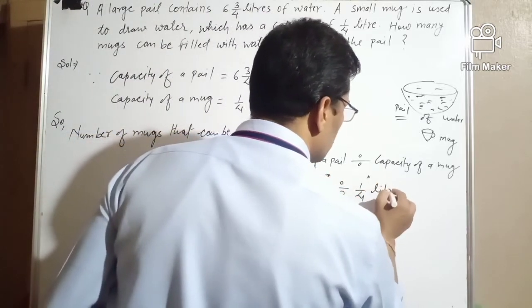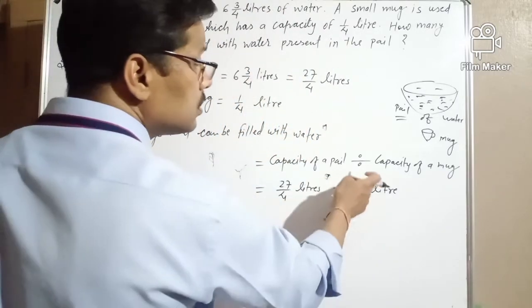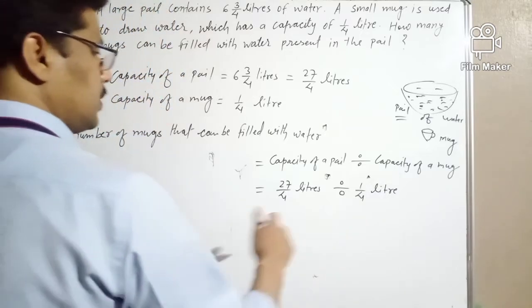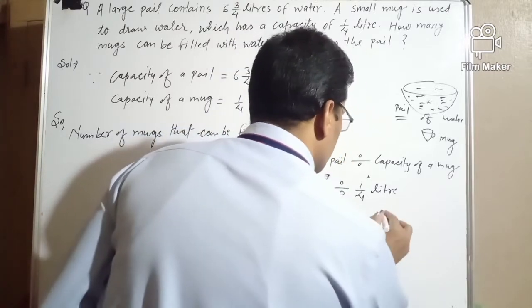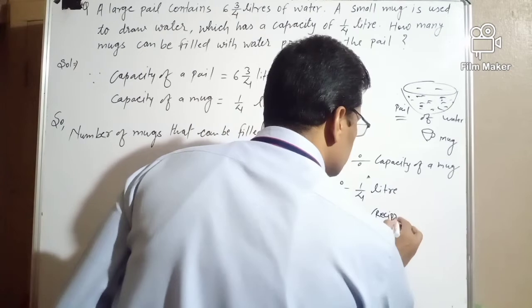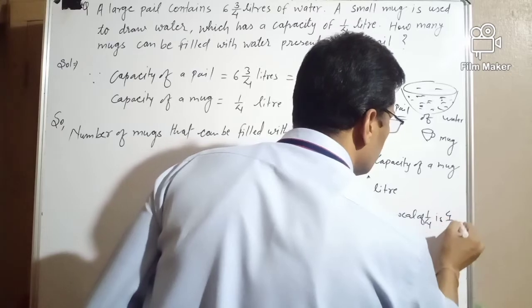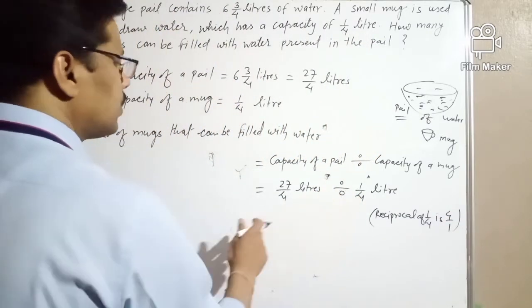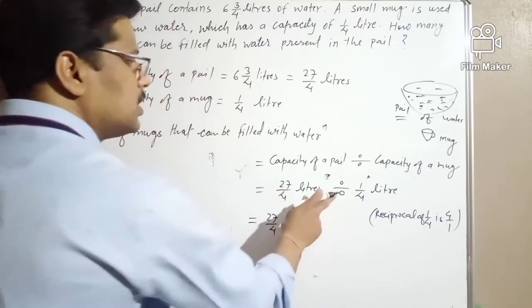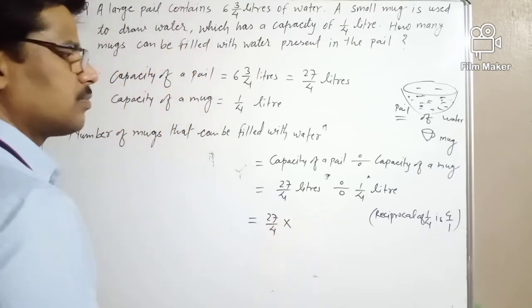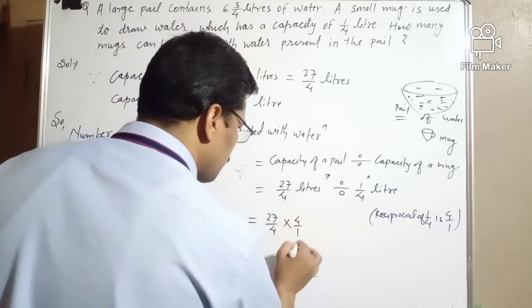As you know, this division sign can be converted into multiplication by using the reciprocal property of a number. So what is the reciprocal of 1 upon 4? The reciprocal of 1 upon 4 is 4 upon 1. So we write 27 upon 4, and the division sign is converted into multiplication by using the reciprocal property. 1 upon 4 becomes 4 upon 1. So we have written here 4 upon 1.